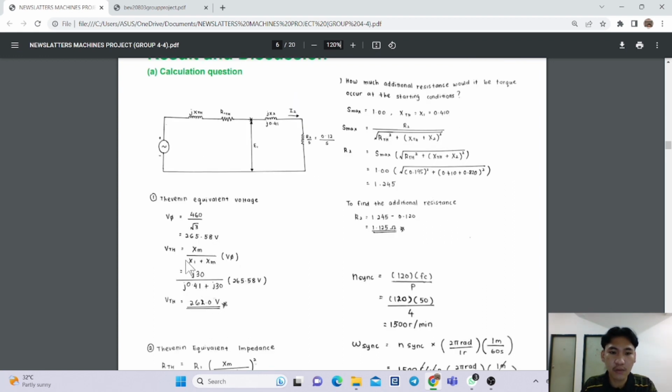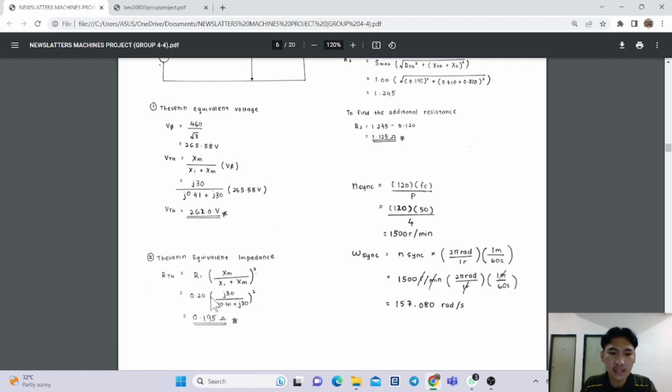While for the equivalent voltage, we need to use the formula XM over X1 plus XM and then multiply by V phase that had been calculated here. So our XM that we set, which is j30, divided by our X1 that we set, which is j0.41 plus j30, our XM, and multiplied by our V phase that we calculated, and our equivalent voltage is 262 volt.